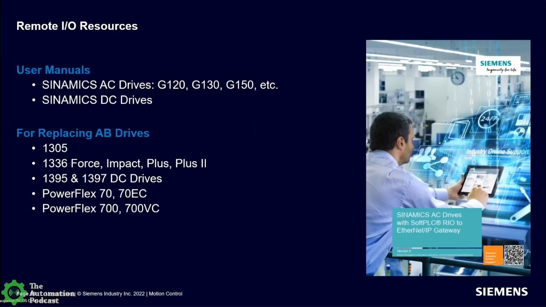So I just want to summarize again exactly what drives you can replace. So this would be the 1305. These are AB drives: 1305, 1336 Force, Impact, Plus 2, 1395 and 1397 DC drives. Siemens has a DC product, so we can replace those AB DC drives. And then, a little bit newer than the 1336, the PowerFlex 70, 70 EC, PowerFlex 700, and PowerFlex VC.